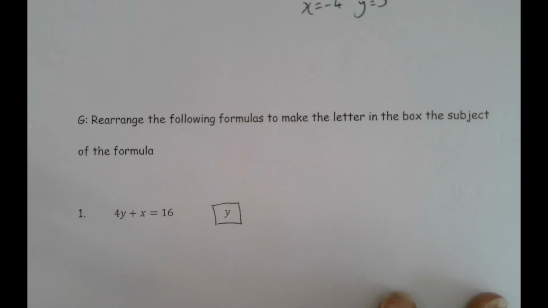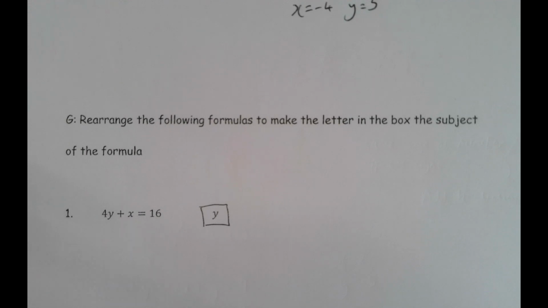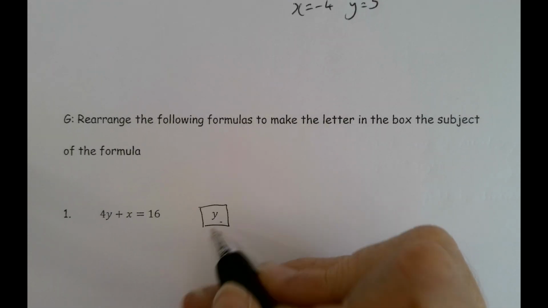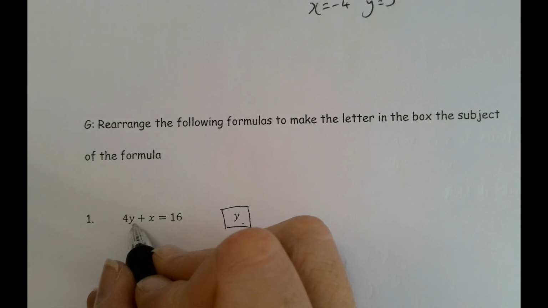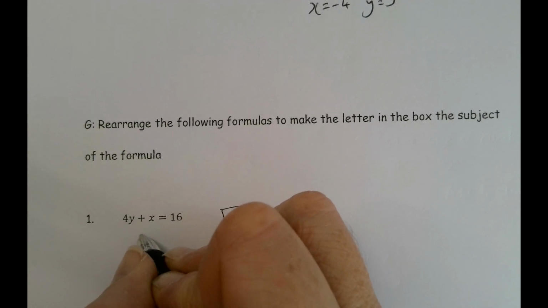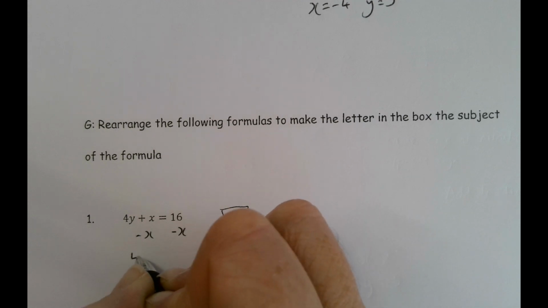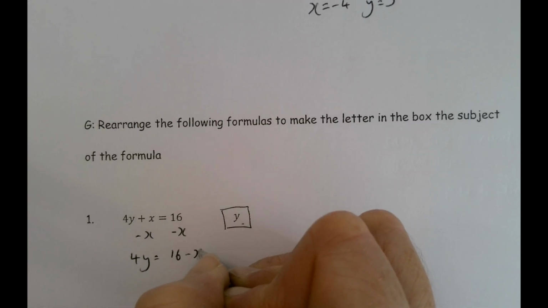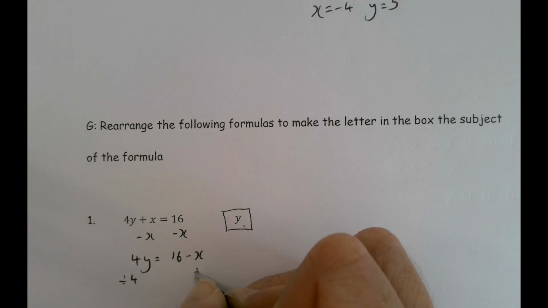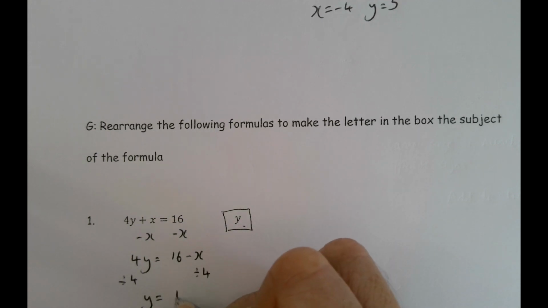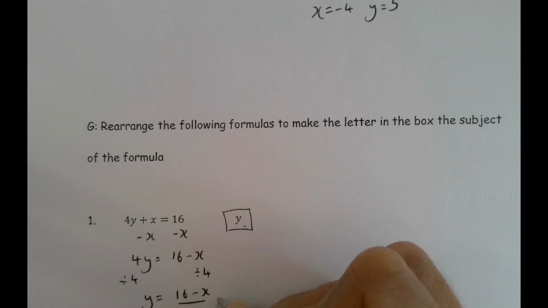Okay, we're nearly there. Rearrange the following formulas to make the letter in the box. We're trying to rearrange it so y is by itself. 4y plus x equals 16. I want y by itself, so I'm going to get rid of that x. 4y is equal to 16 minus x. I'm going to divide by 4, divide by 4. Y is equal to 16 minus x over 4.